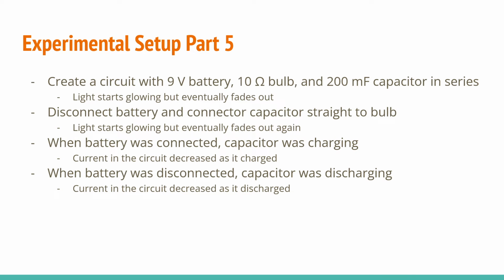In the fifth part of the experiment, we create a circuit with a 9 volt battery, a 10 ohm bulb, and 200 millifarad capacitor in series. The light starts glowing, but eventually fades out. When we disconnect the battery and connect the capacitor straight to the bulb, the light once again starts glowing, but eventually fades out again.